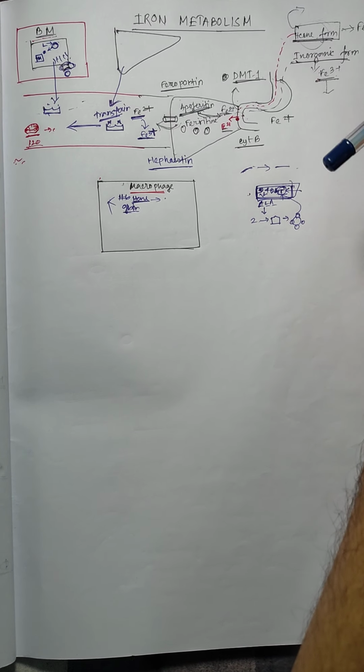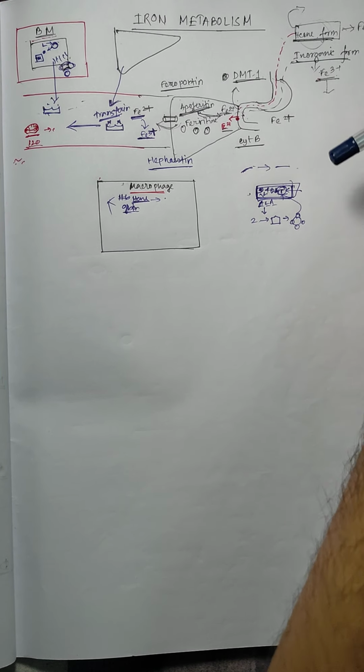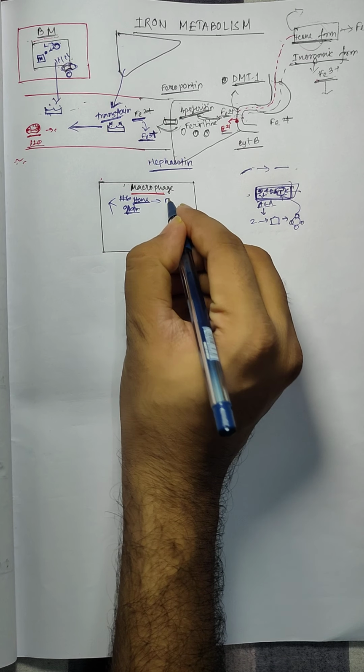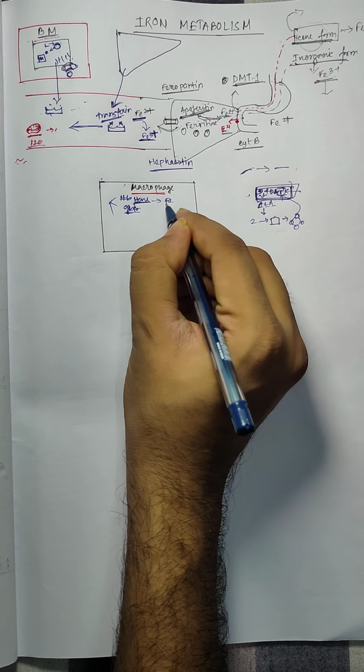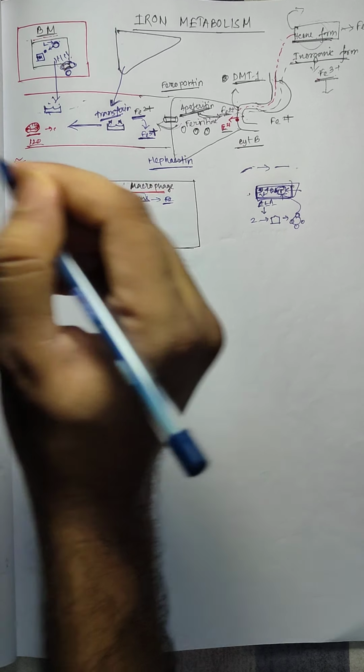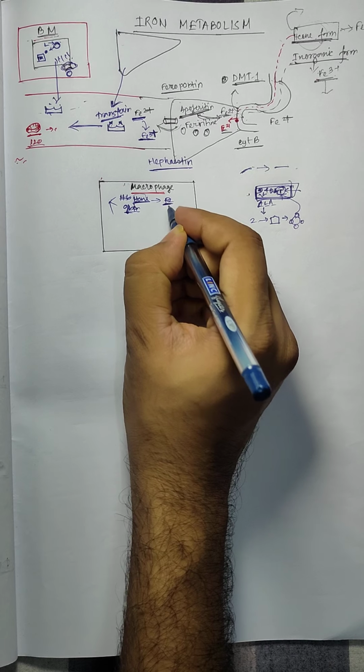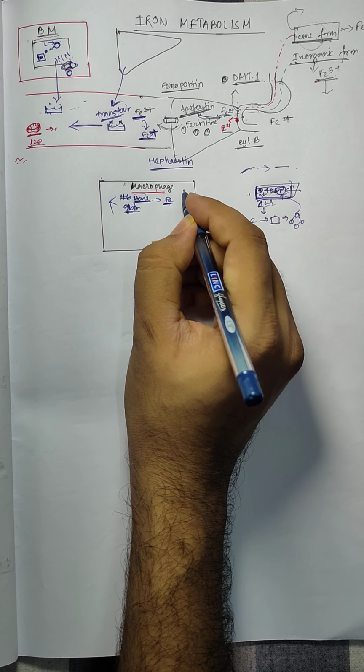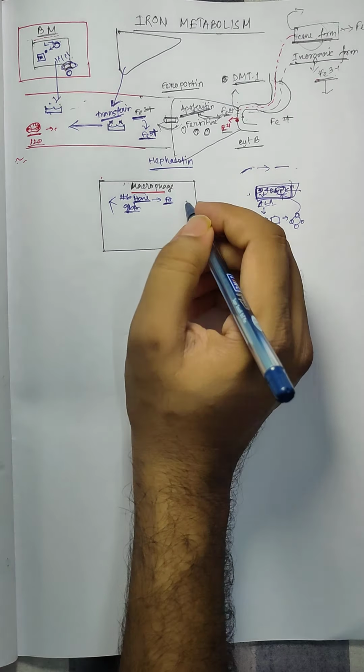So that is the heme part. Here again the Fe part, the iron part, is separated from the heme. So this iron ultimately binds with the apoferritin.